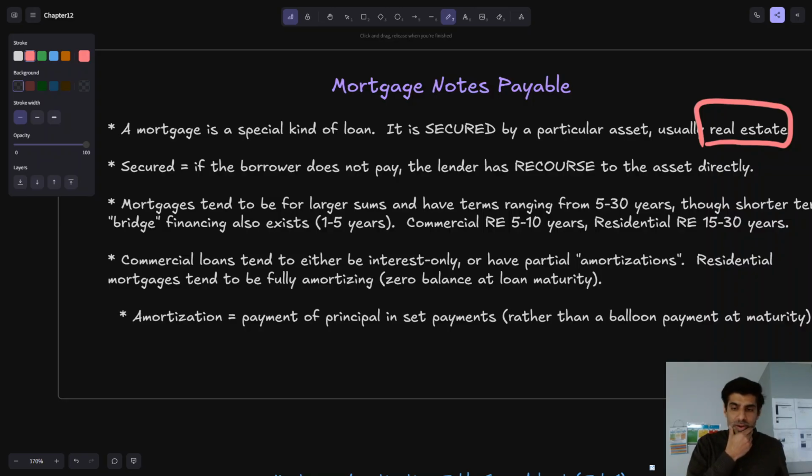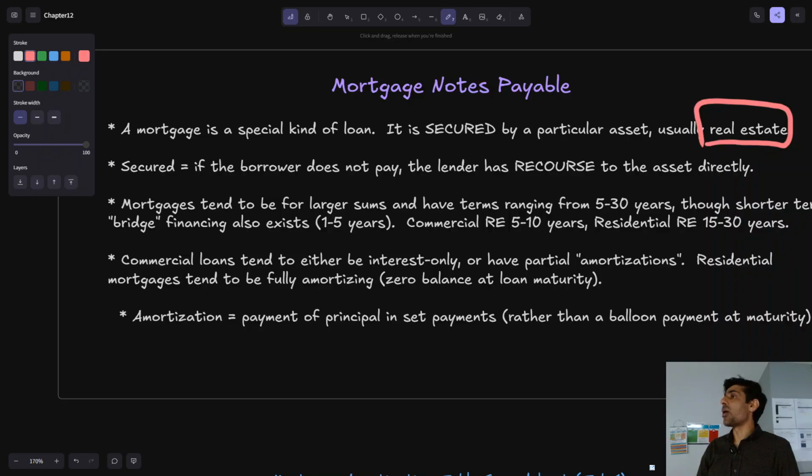Okay. So again, residential mortgages, meaning mortgages for buying houses that people live in, are usually 15 or 30 years. For commercial real estate, it can be shorter. It can be 3 years. It can be 5 years. It can be 7 years.